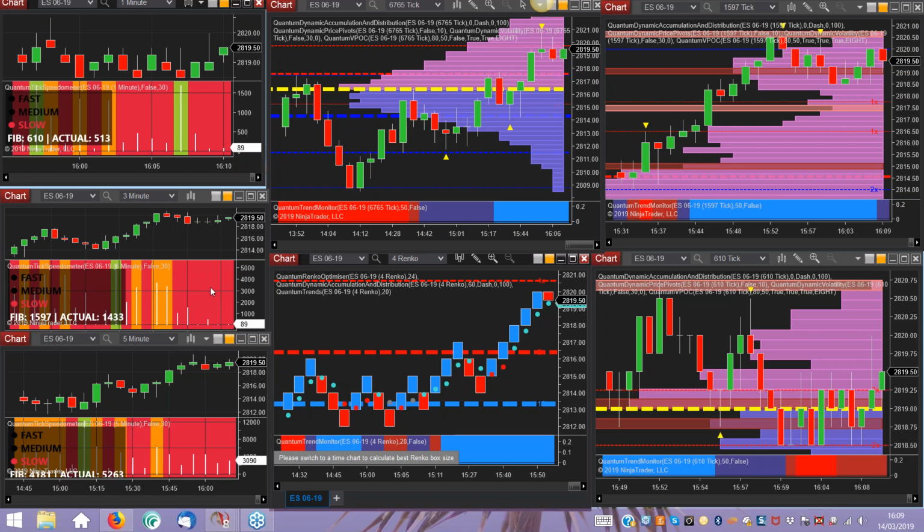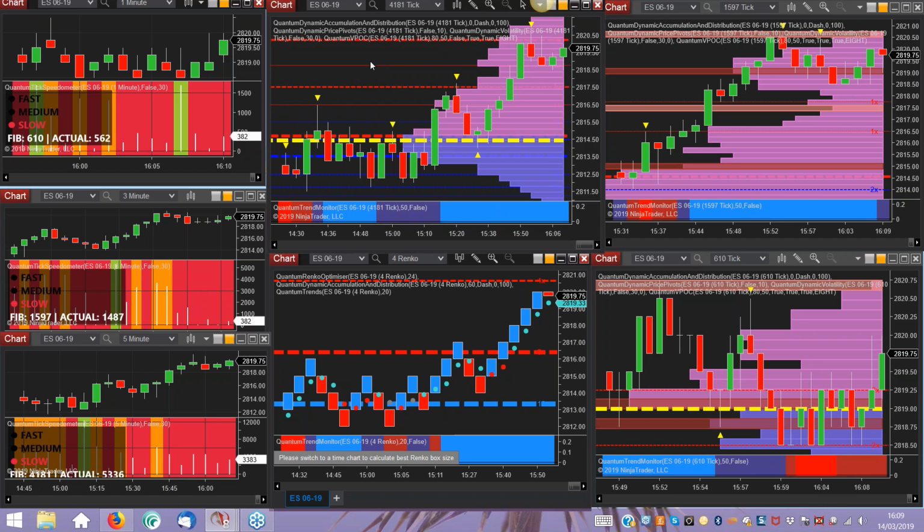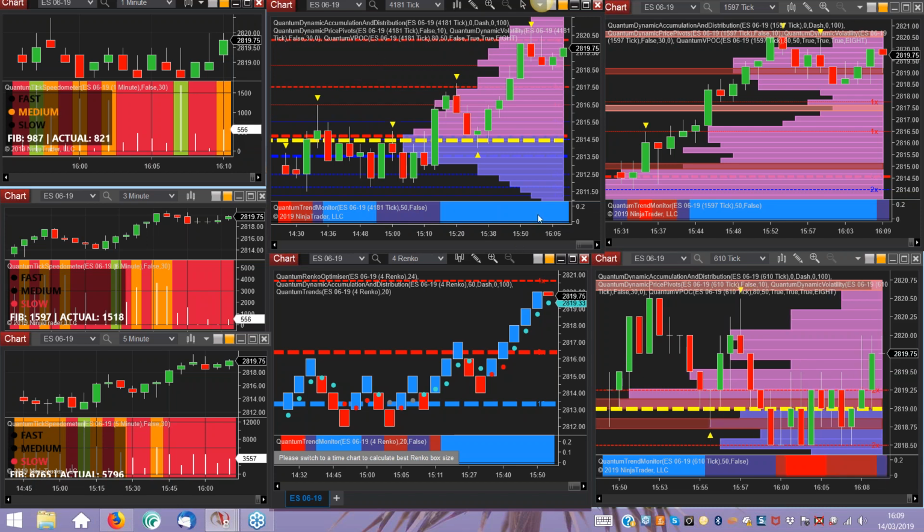Not much activity on the ES, I'm afraid. It's dying, and these numbers here are very low. 610, 1597 and 4181. This needs to be stepped down. 4181 is very low for the ES. It should be a lot higher than that. Nevertheless, it's bullish. It's remaining bullish for the time being, but it's very sluggish.